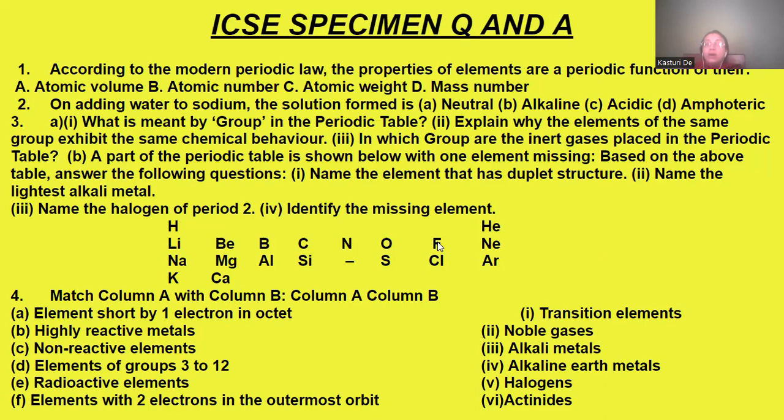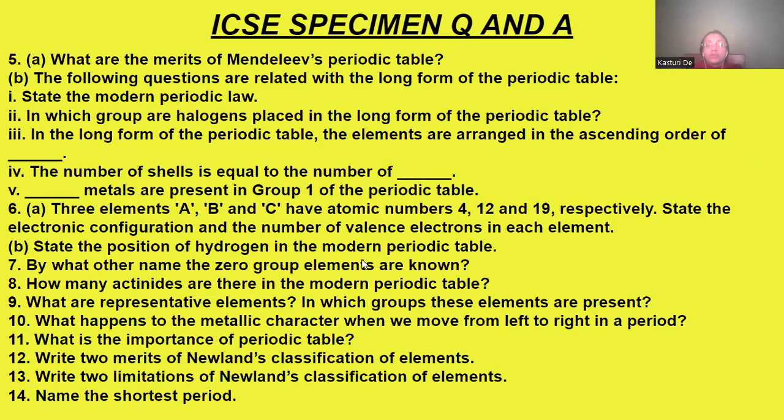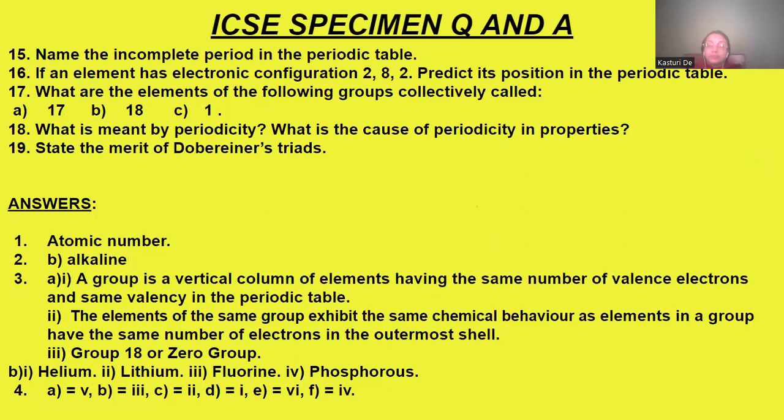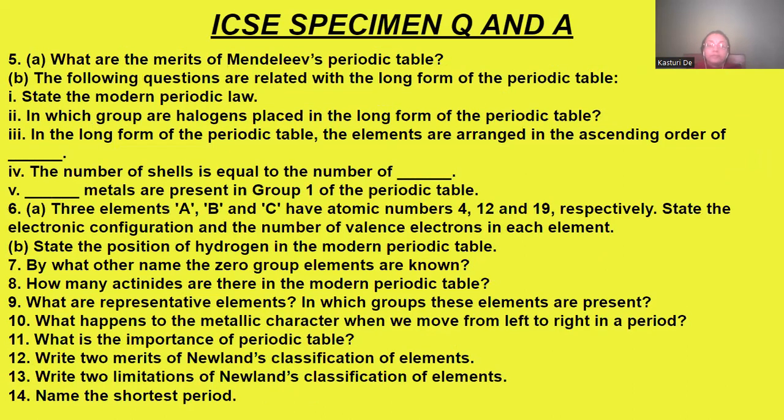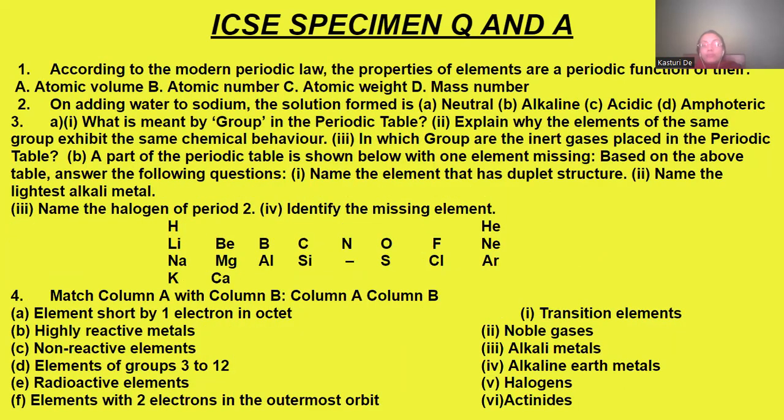Okay. Now, identifying the missing element: after silicon, what comes? After silicon, it's phosphorus in that period. Now we come to the match the column portion. Element short by 1 electron in the octet. So what is that? Then highly reactive metals. I'm sorry, 1 electron in the octet, forming octet.